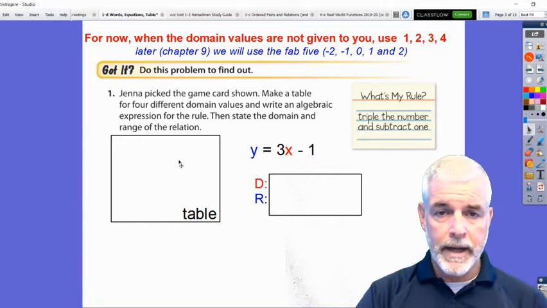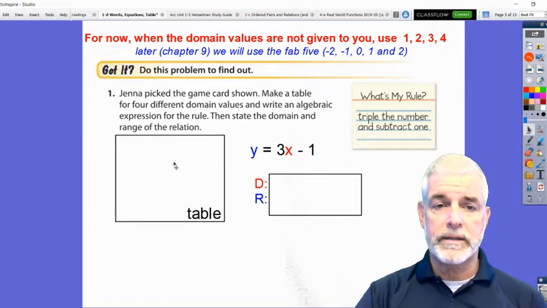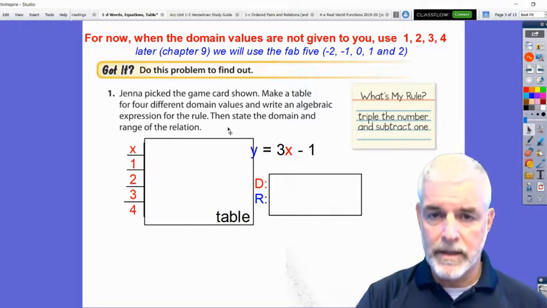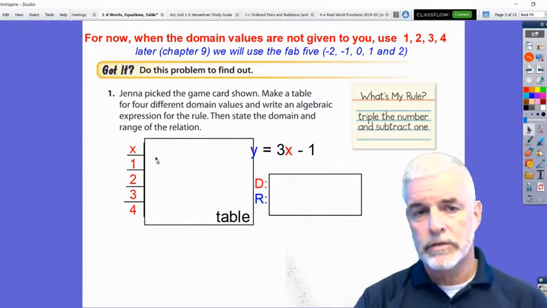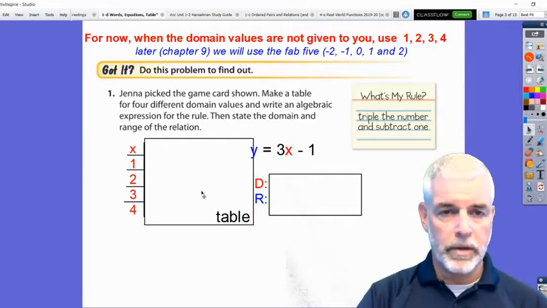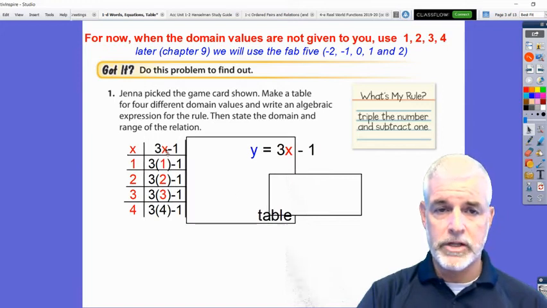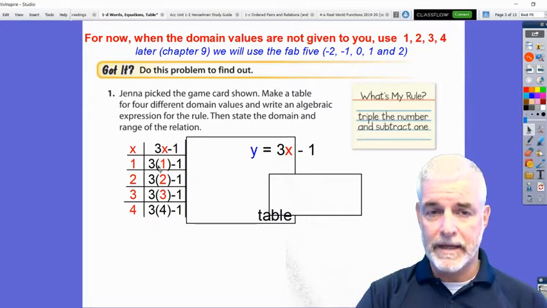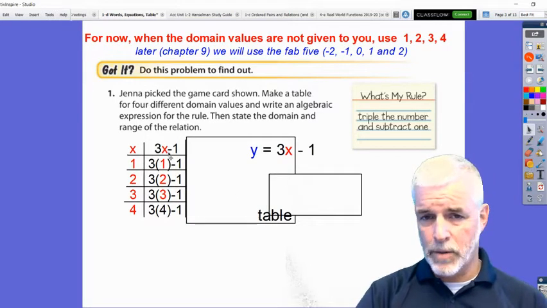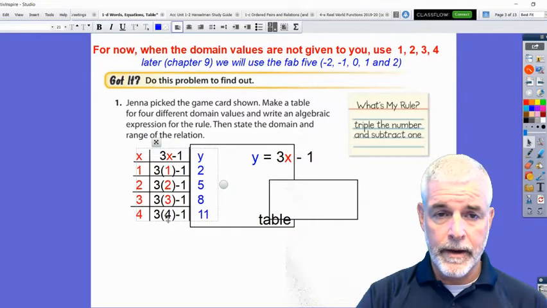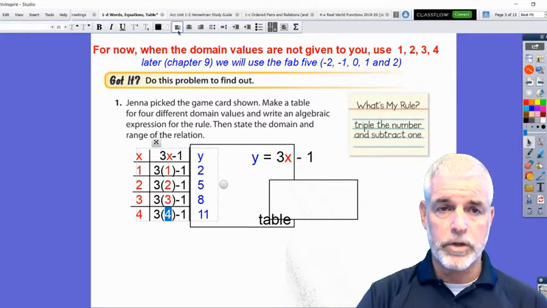Okay. Now we'll make a table. So we start the table with x values, and we're going to choose them since they didn't give them to us in the problem. So we'll use 1, 2, 3, and 4. Simple enough. We can make this middle column in our table that shows what's going to happen to the x value. Okay. When these get more complicated, it's helpful to put this in there so that you can kind of keep your work straight. Okay.